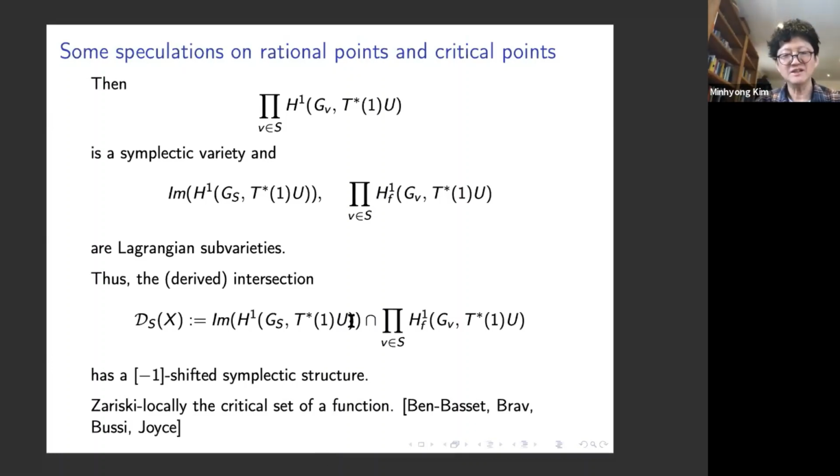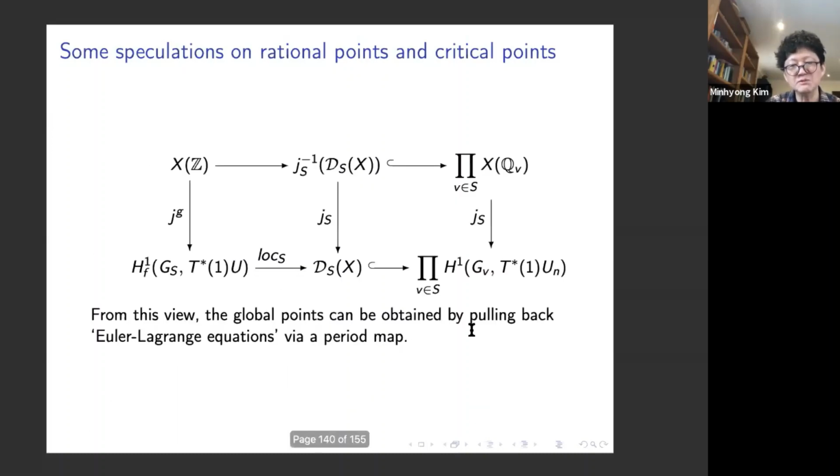But anyways, this has a -1 shifted symplectic structure, and in particular, it is locally the critical set of a function. The way this construction works, it can be thought of as the critical set of a function defined on this local moduli space. So then what's the implication? Well, here we're interested in the actual points of the curve that will map to the global moduli space. It will also map to the portion of the local moduli space satisfying the integrality conditions. And we're interested in the intersection, so that will lie inside the classical scheme underlying the derived intersection. So in fact, the global points, the integral points of the curve, lie inside the inverse image of this moduli space.